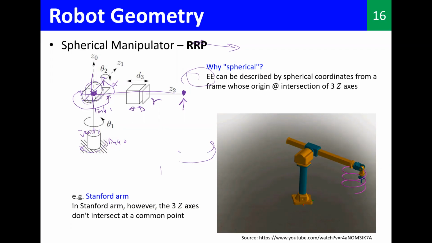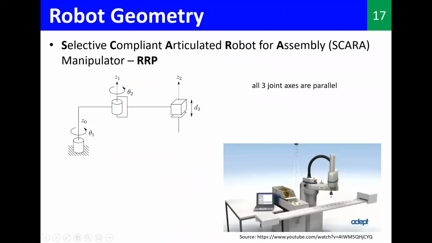And again, a common example for a spherical manipulator is called the Stanford arm. Maybe you heard it in the previous lecture, right? So it is a common manipulator as well. So it is a spherical manipulator, but one difference is there. In the Stanford arm, these three Z axes do not actually intersect at a common point. Okay, and you will learn the reason later when we discuss the Stanford arm, why it is not created like that. So this is something you better remember. Okay, the Stanford arm. Right, we'll move on to the next type.